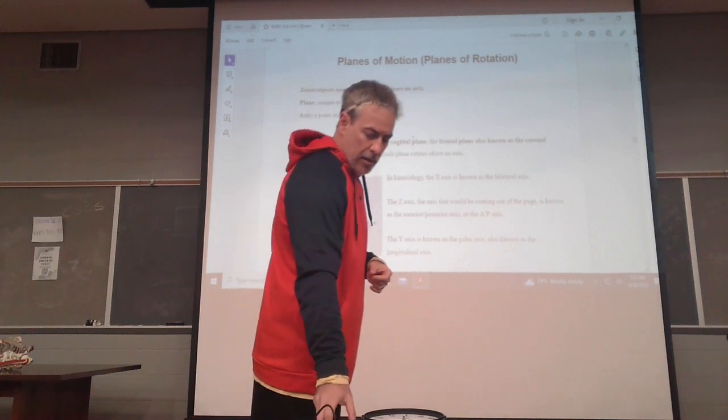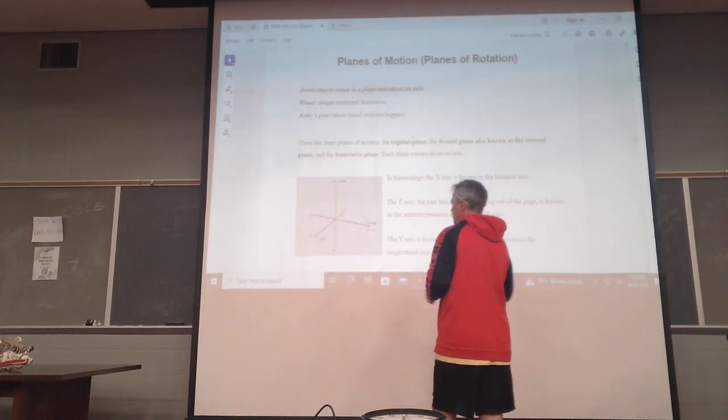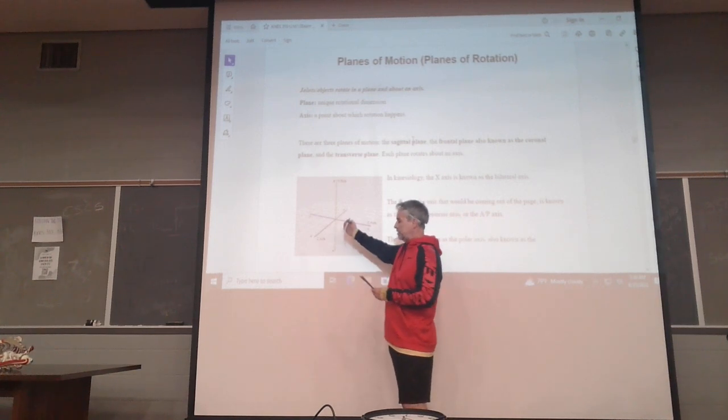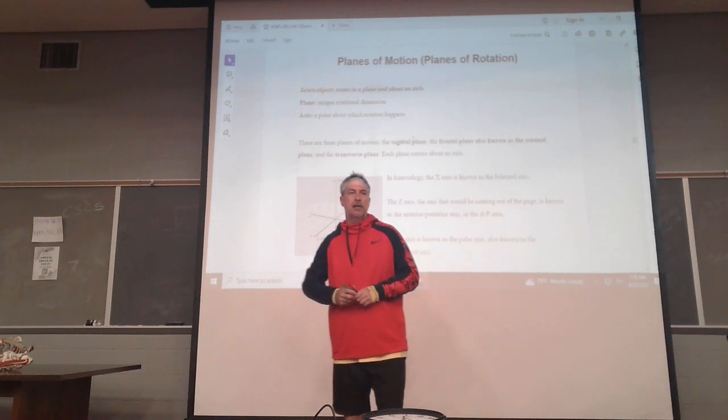So on your textbook or your unit one materials, notice we try to color coordinate things. And I'm going to try to make them make sense right now.